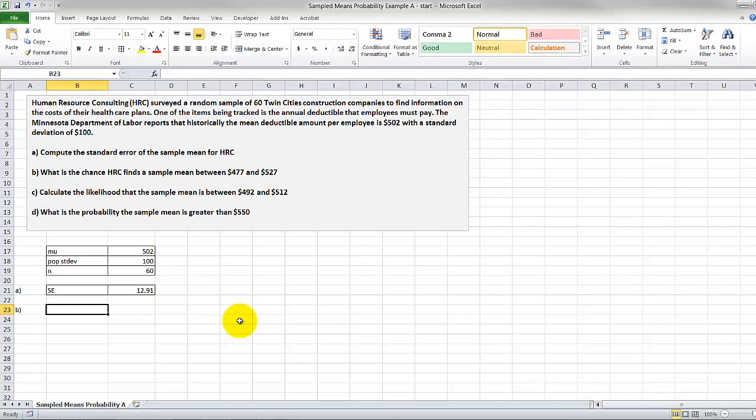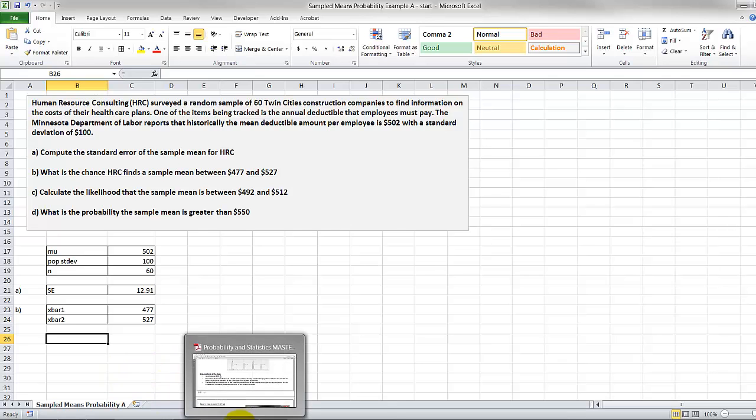Let's move on to part B. What is the chance HRC finds a sample mean between two values? I'm going to call these X bar 1 at a lower value of 477, and X bar 2 at 527. This is going to be used to calculate the desired parameter. But let's look at the formula sheet just a little bit so I can describe what the probability is that we're calculating.